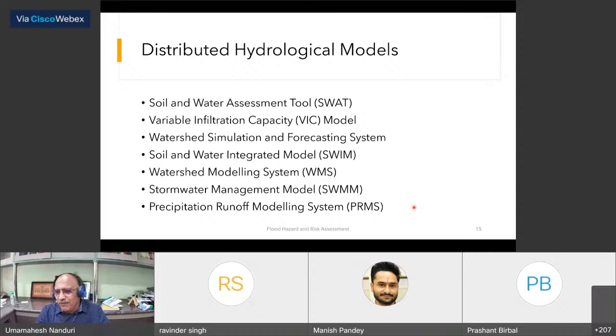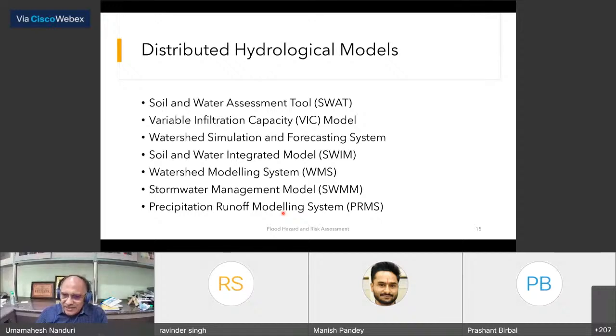Most of them are actually open source software, so you can download them, and, for example, these two are very popularly used models, and you can easily find the manuals for them and learn them and start using them. The Stormwater Management Model is basically for urban areas. As the name indicates, it's meant for design of drainage systems in urban areas as well as hydrological modeling of urban catchments. Okay, so we can use one of these models provided you have sufficient data to do this.